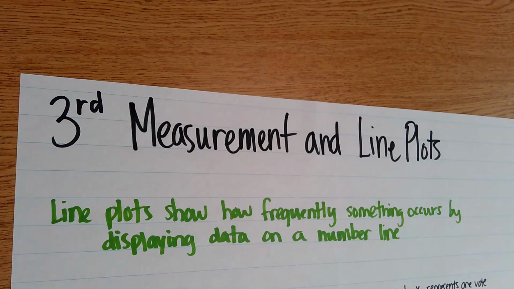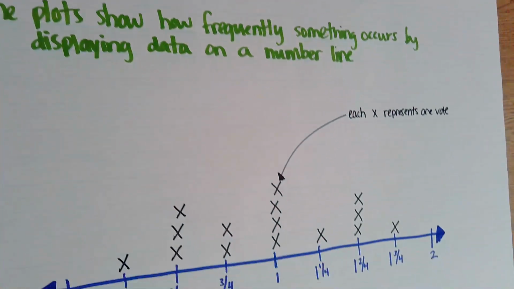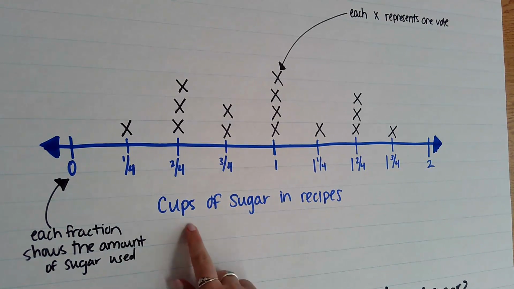As a part of our third grade measurement unit, one of the topics that we do go into is line plots. Line plots show how frequently something occurs by displaying data on a number line. And we have an example of a line plot right here.